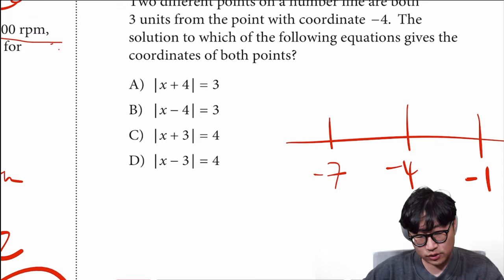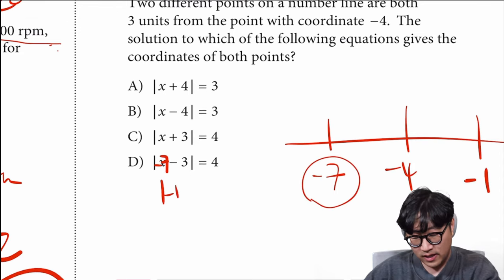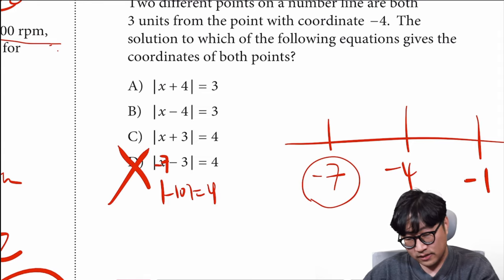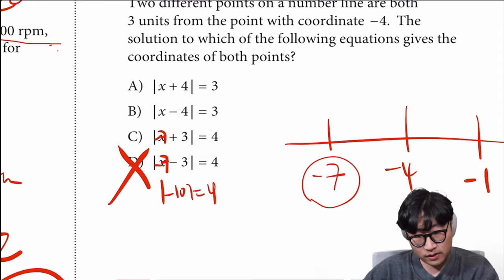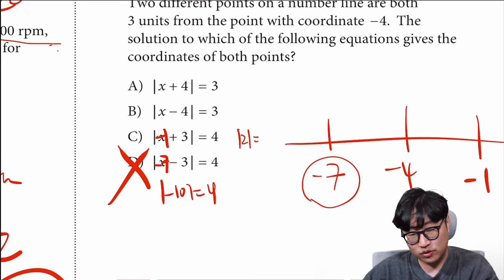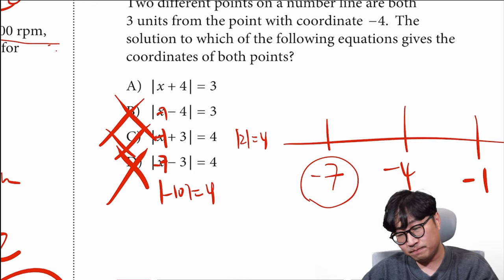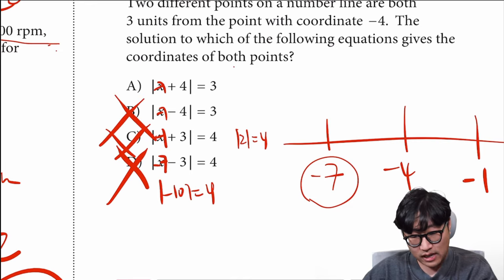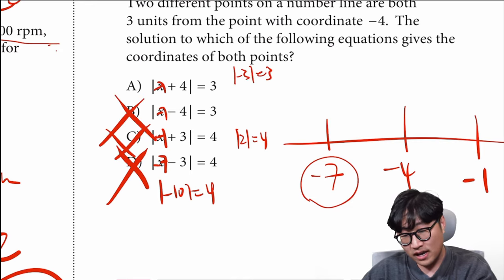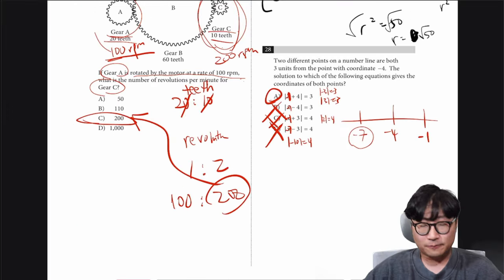Just try it. I'll try negative 7 first. Negative 7 gives the absolute value of negative 10 equal to 4. No, goodbye. Negative 7, well, that works. Does negative 1 also work here? Negative 1, nope, the absolute value of 2 is not 4. Try negative 7 over here: negative 11, no. Try negative 7: yep, that works, the absolute value of 3 is 3. Try negative 1: the absolute value of 3 is 3. There you have it. A is the answer.